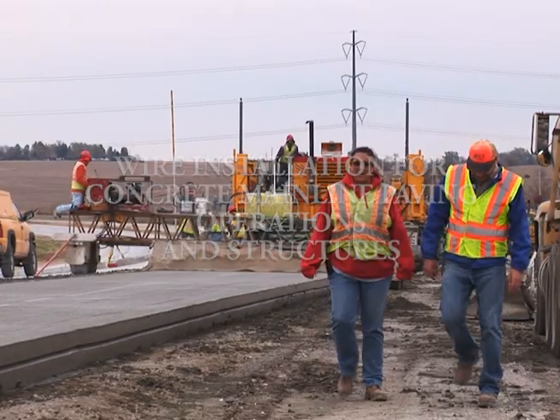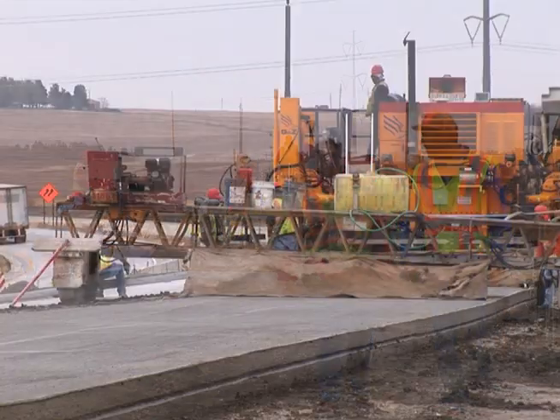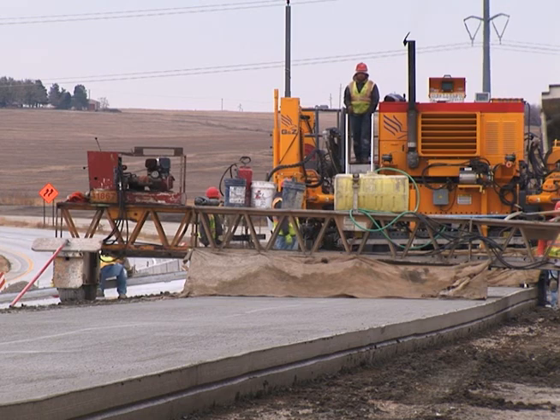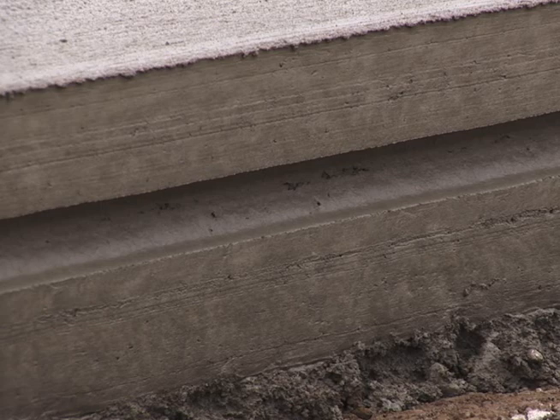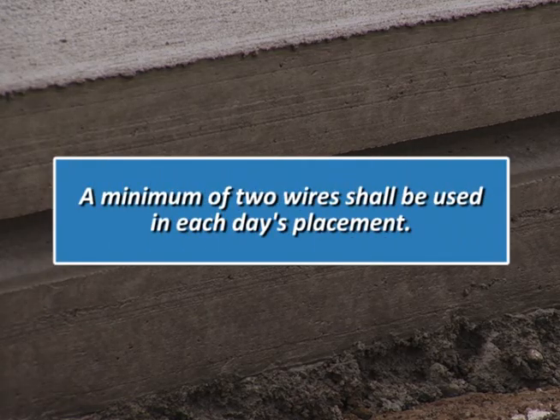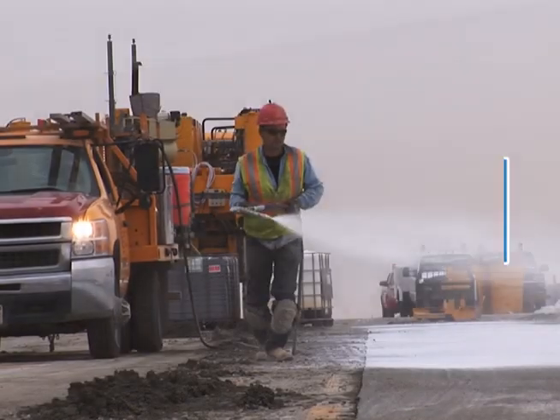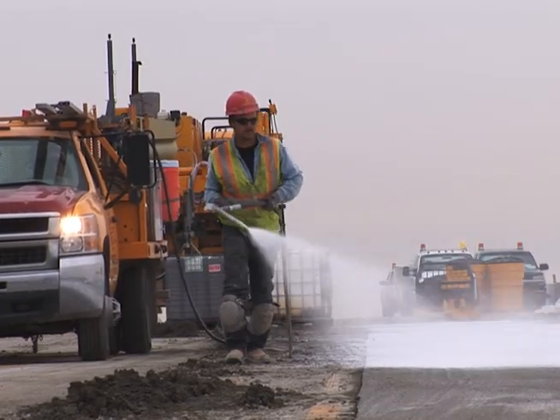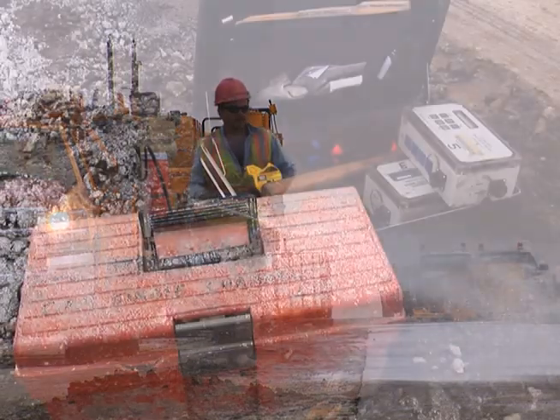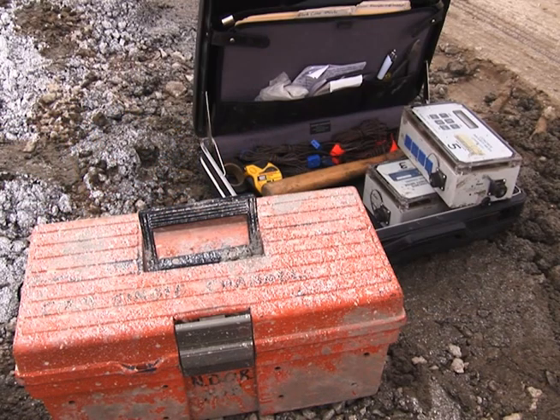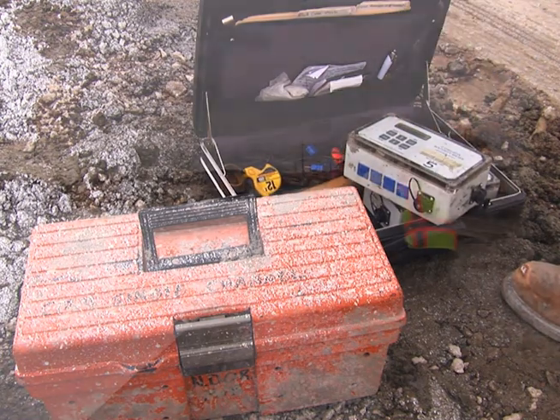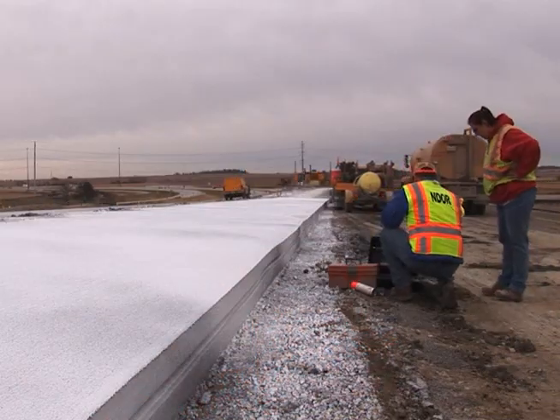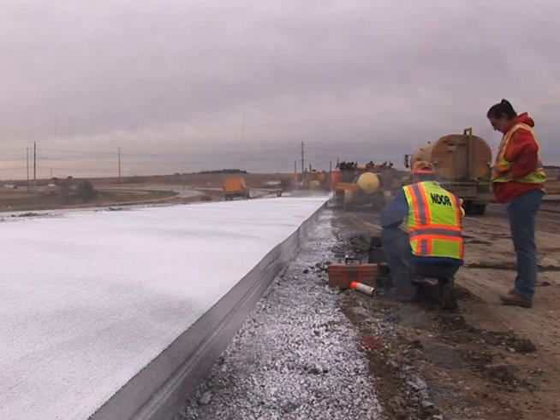Another application where the maturity method is utilized is for mainline slip-form paving operations. Thermocouple wires can be used at any point along the pavement slab. A minimum of 2 wires shall be used in each day's placement. It has been found that concrete does not gain strength at the same rate. Therefore, it is recommended installing thermocouple wires at the beginning and at the end of the day's placement, and optionally installing one in the middle of the day's placement.